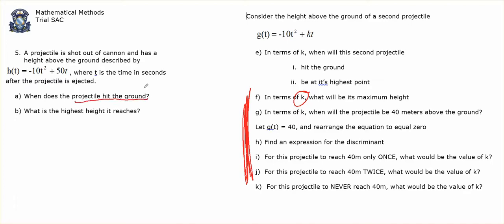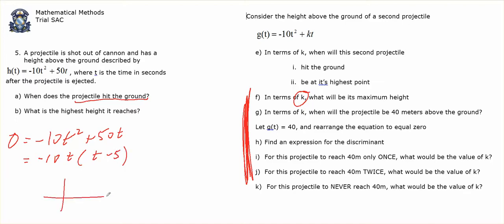The projectile hits the ground when the height is equal to 0. So 0 equals minus 10t squared plus 50t. Take out a common factor of minus 10t. That gives me t minus 5. Therefore 0 and 5. And the height looks like this.